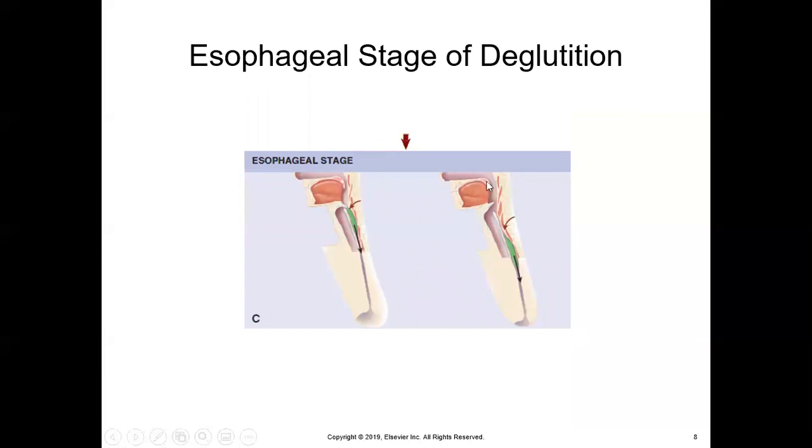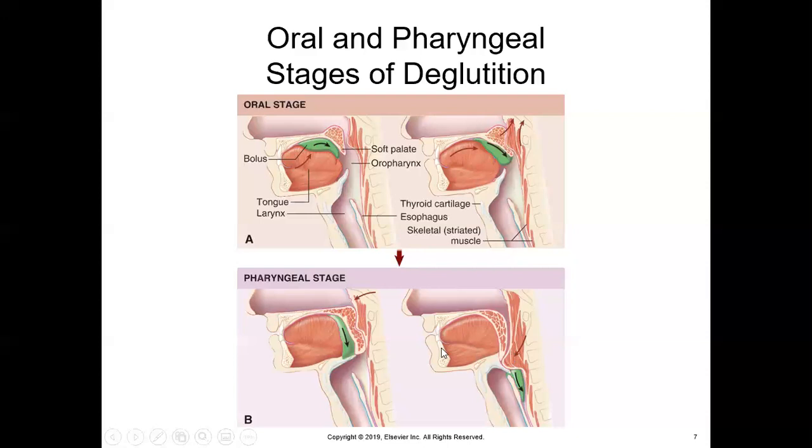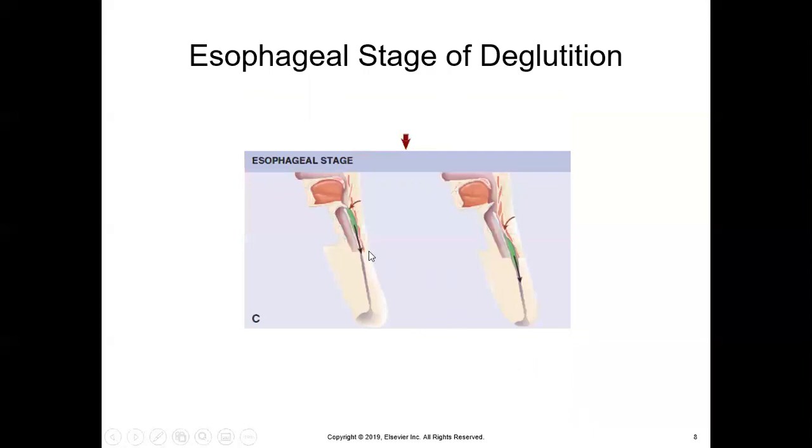Then you have the esophageal stage. It goes from the oral stage to the pharyngeal stage. Then it goes down to the esophageal stage. This is where the epiglottis is closed. The bolus of food is going down at the first part of the esophagus. And then the esophagus starts contracting behind the bolus of food, and it goes down through the esophagus to the stomach. And then the epiglottis reopens so you can breathe again.